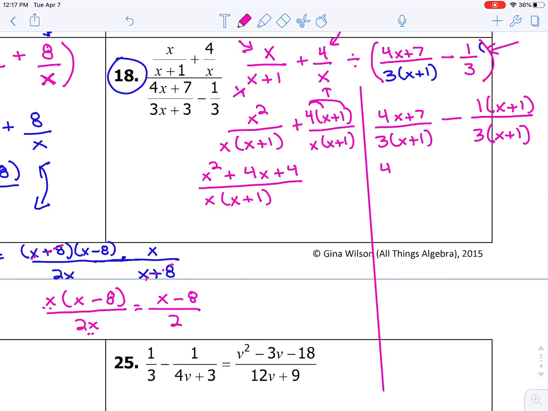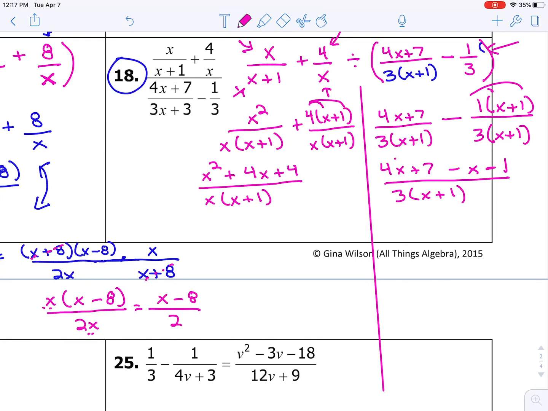So I'm going to have 4x plus 7 minus x. Okay, remember, it's going to be minus x, and then I also need to distribute again. But it's going to be like negative 1 times x, negative 1 times 1. It's going to be negative x minus 1. Okay, and all of that is over 3 times x plus 1.